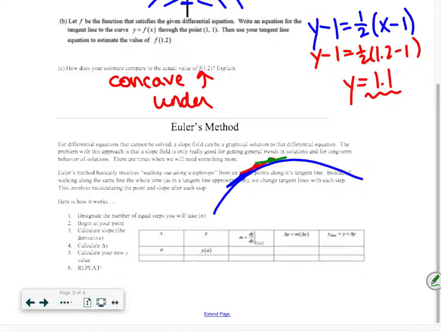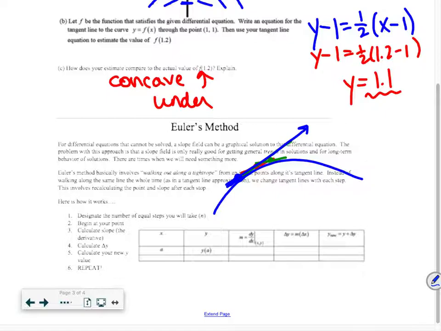So instead of this blue tangent line, the further we get away from this original coordinate, the less accurate we are. But using Euler's method to keep adjusting our tangent lines, we stay closer to the curve for our approximation. That is what is going to be happening with the mathematics that we do.